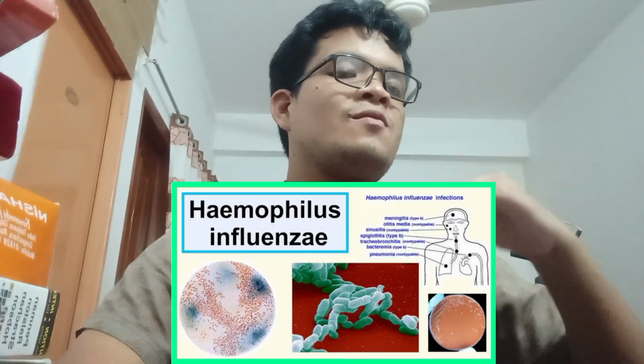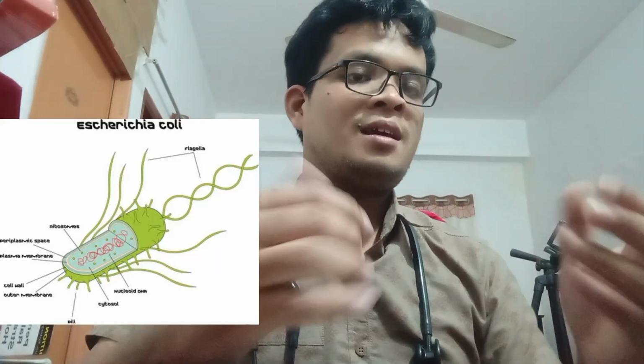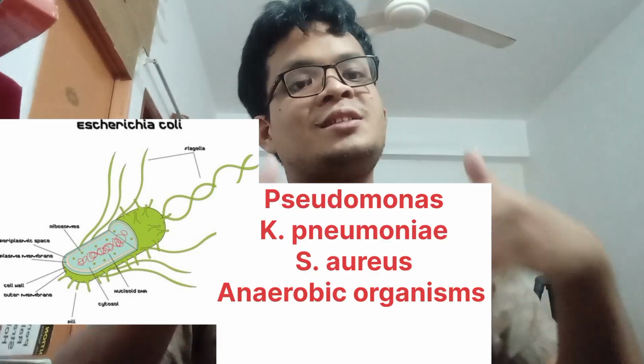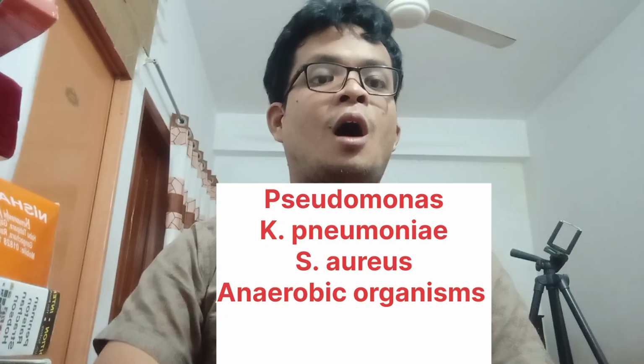So what are the organisms that are responsible for pneumonia? For community acquired pneumonia, the most common organisms are Streptococcus pneumoniae and Haemophilus influenzae. For hospital acquired pneumonia, the most common organism is E. coli. The other organisms are Pseudomonas, Klebsiella pneumoniae, Staphylococcus aureus, or some anaerobic organisms.